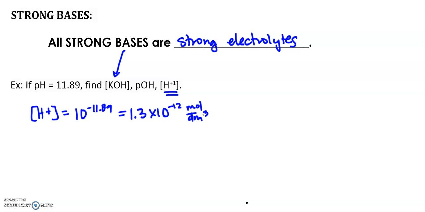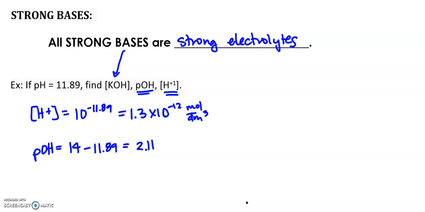So then let's see what else. pOH might be the next one I would do, because pOH is going to be 14 minus your pH. Remember, because they're going to add up to 14. So 14 minus 11.89 will give me 2.11.